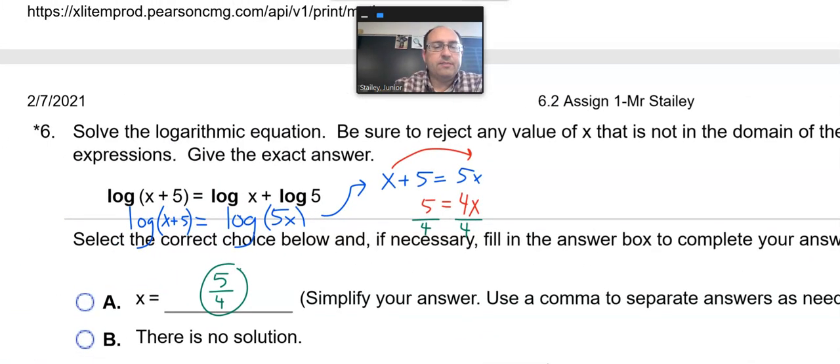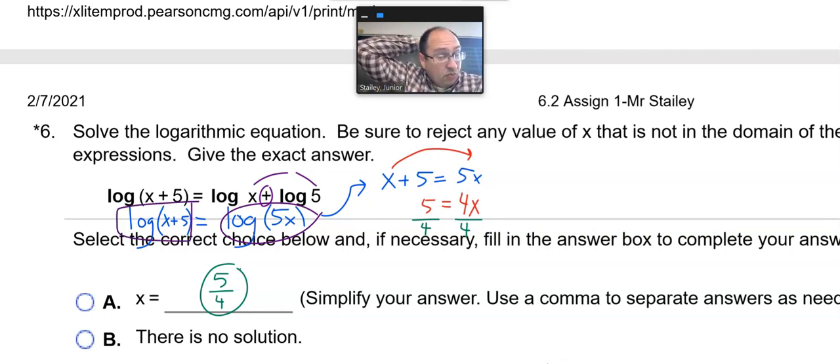Just making you practice. This one's actually not too bad, right? Because you see that this side is not a single log, so you're going to put them together. You're going to take the x and the 5, and you're going to multiply them together, creating log 5x equals log of x plus 5.